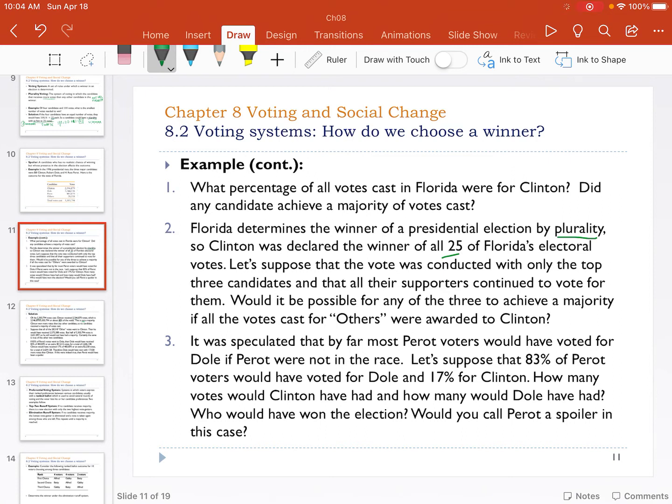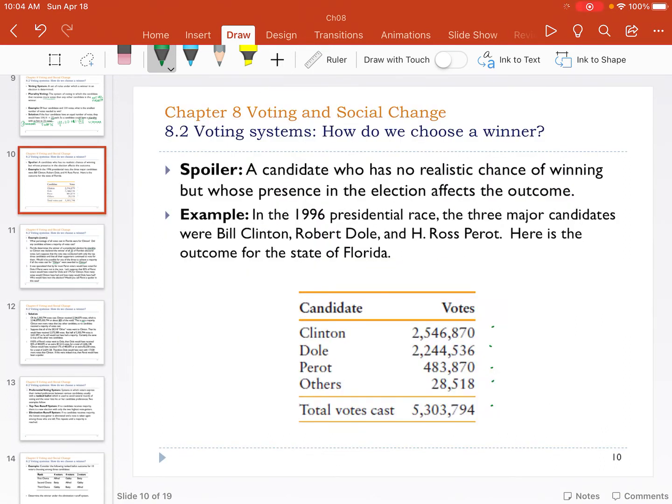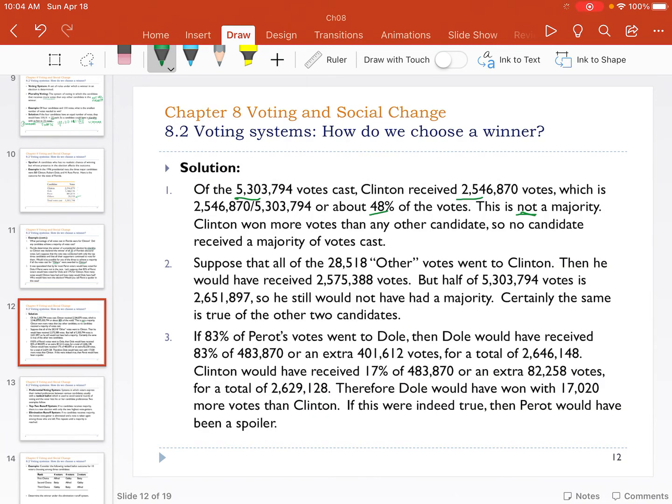Let's suppose the vote was conducted with only the top 3 candidates. Well, okay. All their supporters continued to vote for them. Would it be possible for any of the 3 to achieve a majority? And this is a big if, all the votes cast for others were awarded to Clinton. Okay, this is just a hypothesis. It's not realistic probably, but let's just see what would have happened. So I zoom ahead to the answer. Notice the others weren't very large, so I don't think that has a tremendous effect. But would that put them over the line?